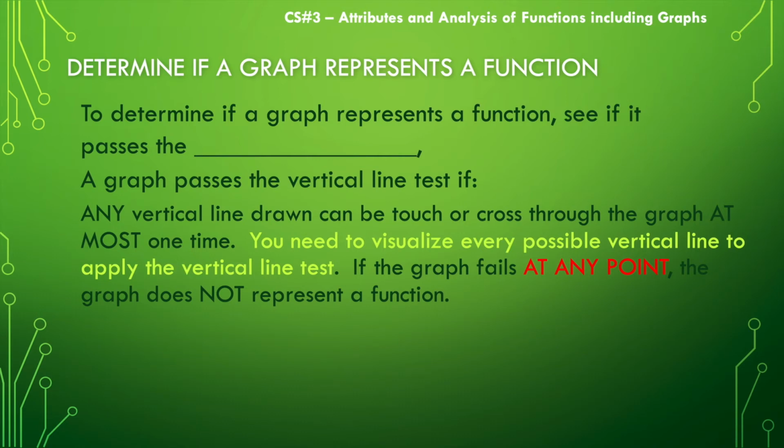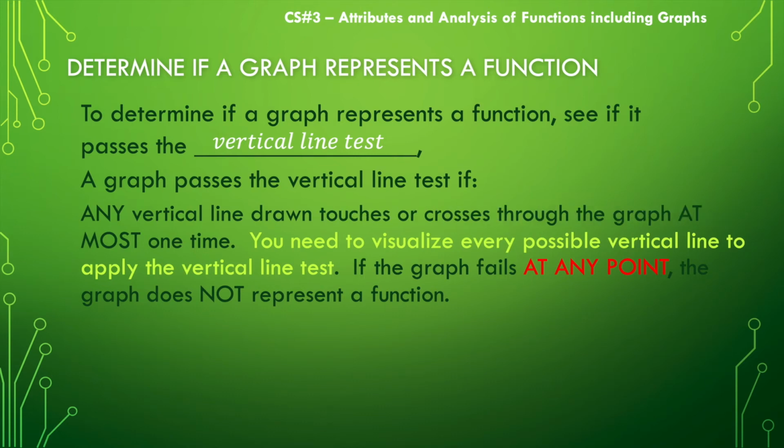So when we are looking at graphs and we want to determine whether or not they represent functions, we want to see if the graph passes the vertical line test. And sometimes we just abbreviate that with VLT. Okay? So a graph will pass the vertical line test if any vertical line drawn touches or crosses through the graph at most one time.